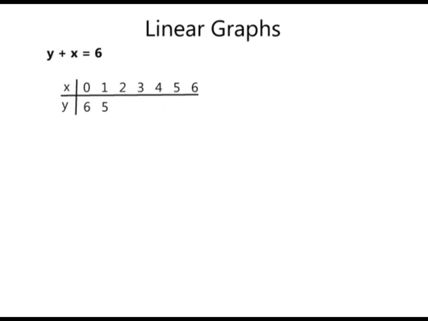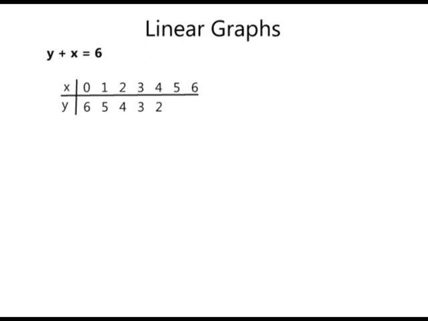Proceed. When x is 2, I write 2 here. 2 plus y is equal to 6, and therefore y is equal to 6 minus 2, and that will give us 4. You write 4 here. Then 3. When x is 3, we put 3 here. 3 plus y is equal to 6, and therefore y is equal to 6 minus 3. That gives us 3. Continue. 4. When x is 4, we have 4 plus y is equal to 6, and therefore y is equal to 6 minus 4. That should give us 2.